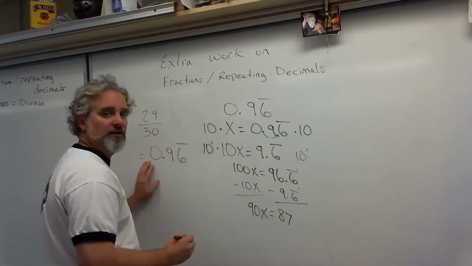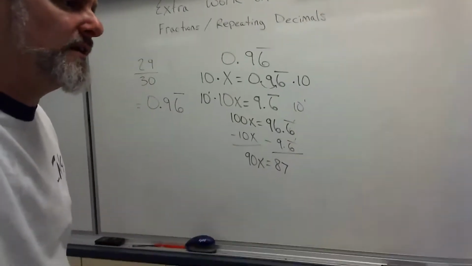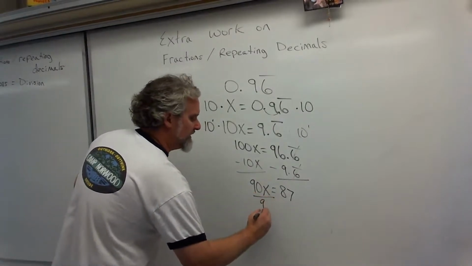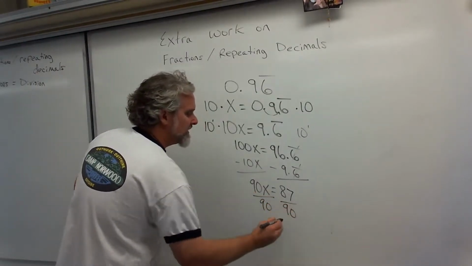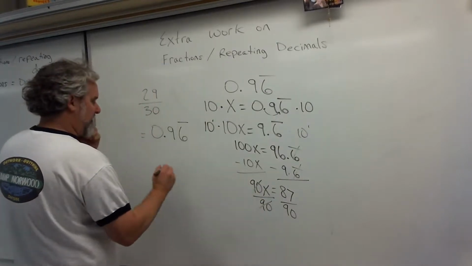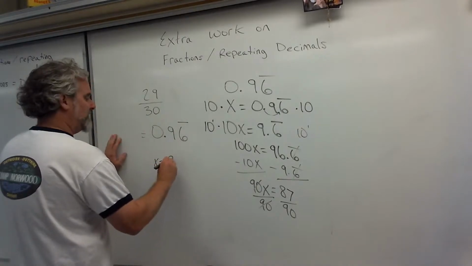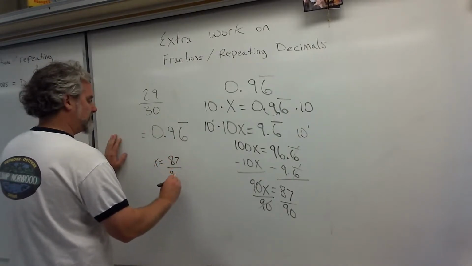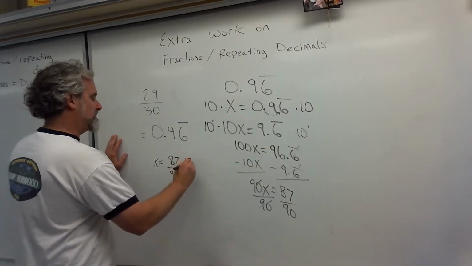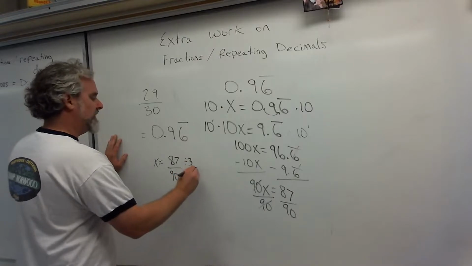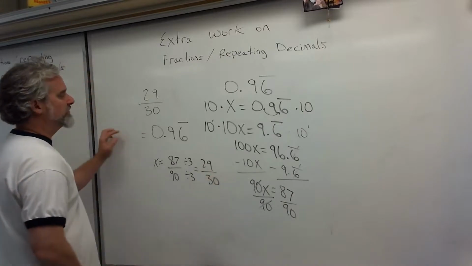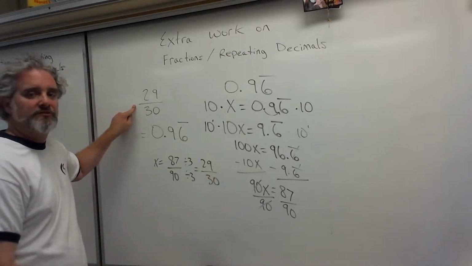Now I realize we're getting kind of low here, so I'll tilt the camera down a little bit. A little bit better. So now I'm going to divide both sides by 90. That way we get rid of the coefficient in front of the variable, and I end up with x equals 87 over 90. Now I can simplify this by dividing both top and bottom by 3. And I finally end up with 29 over 30, which is where we started on this magical adventure today.